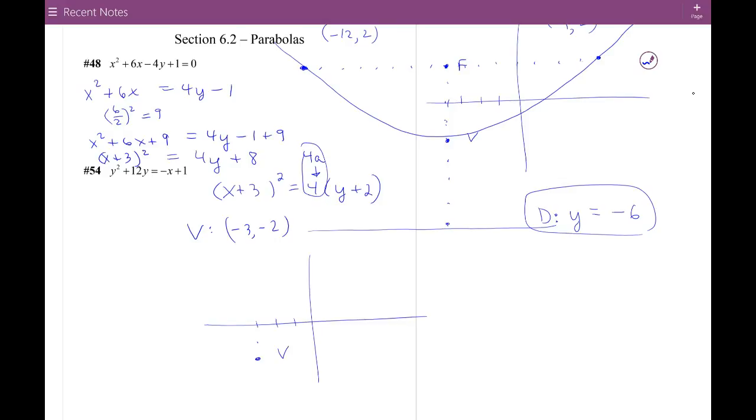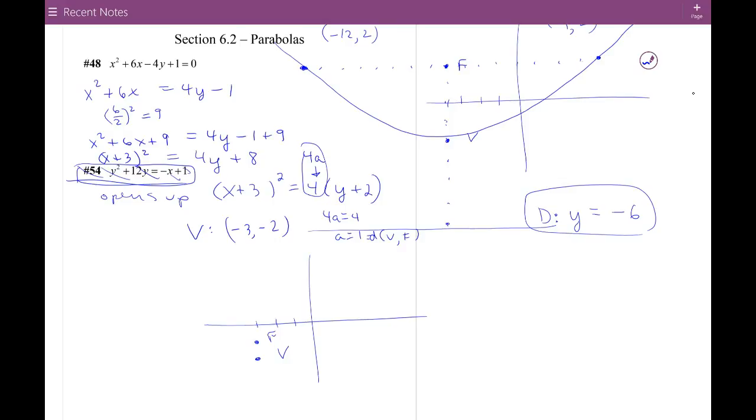Here's my vertex. If 4a is 4, then a is 1, and that's the distance from the vertex to the focus. And then I need to think about which kind of parabola this is. So it's basically a y equals x squared type, so it opens up. So I know I need to go up to find the focus.